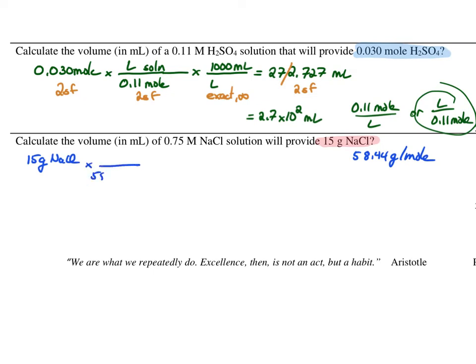So 58.44 grams is equivalent to a mole of sodium chloride. Now we know how many moles of sodium chloride we are targeting. We can use our molarity as a conversion factor because it tells us 0.75 moles is equivalent to a liter of solution. And that cancels out units of moles.